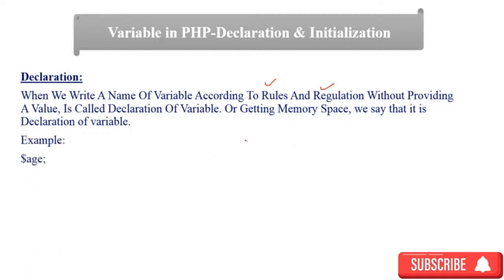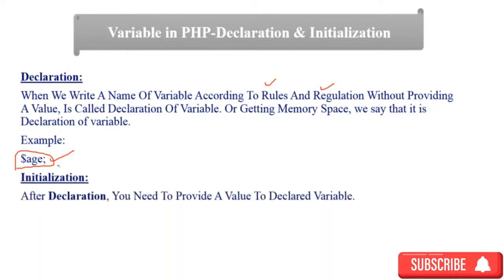For example, this is a declaration. You can see that I just write a variable name with a valid identifier and put a semicolon at the end. This is a declaration of a variable. Without providing a value to the variable, we say that this is a declaration.